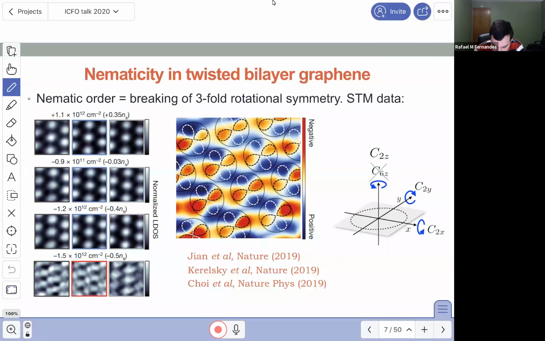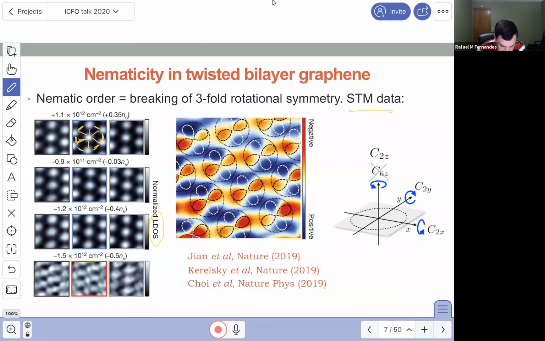So the first kind of experiment to see that was scanning tunneling microscopy. And I believe you saw this yesterday in the talk by Eva Andrei. So I'm showing here data by the group of Abhay Pasupathy. Remember, in STM, what they are looking at is the local density of states, a snapshot of the spatial distribution of the electronic states. And you see here that generically, which is not surprising, the pattern has the six-fold rotational symmetry. I think it's very clear from this picture, okay?